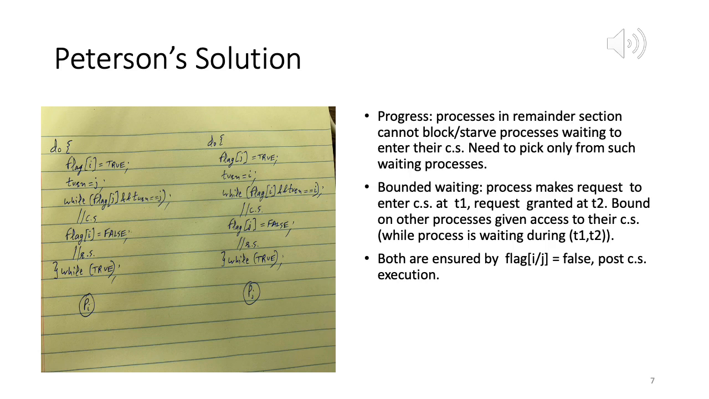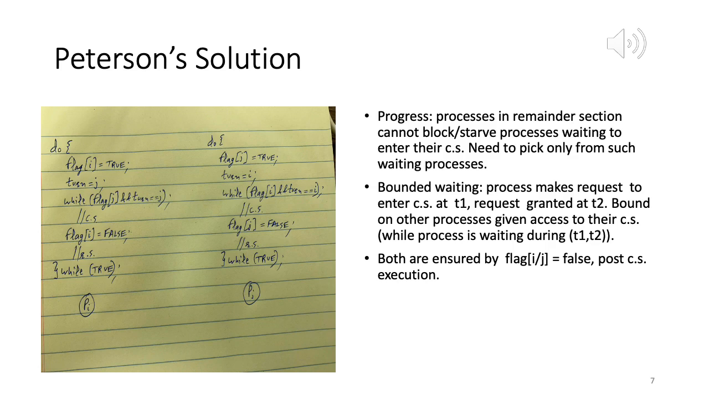So in order to ensure fairness or progress, we are saying that processes in the remainder section cannot block or starve processes waiting to enter the critical section. This makes sense, because if a process is in its remainder section, it means it has just gotten out of its critical section. Therefore it should give a chance to the other processes. Which are those processes? Those which are waiting at the entry point of the critical section.